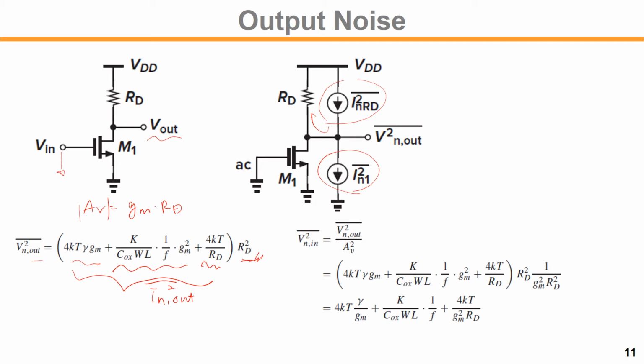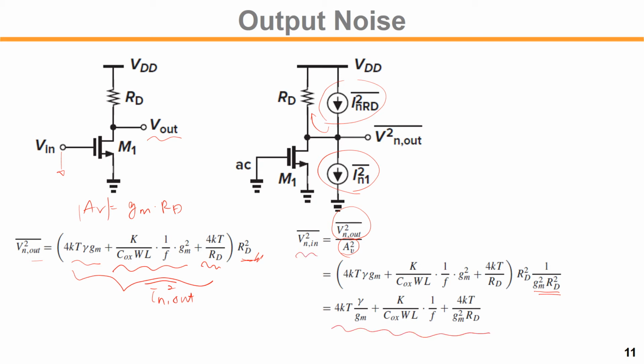Now, if you want to calculate the input reference noise voltage, we have to divide Vn out square by the voltage gain square, right? If we divide by gm square RD square, then finally we get the input reference noise voltage like this.